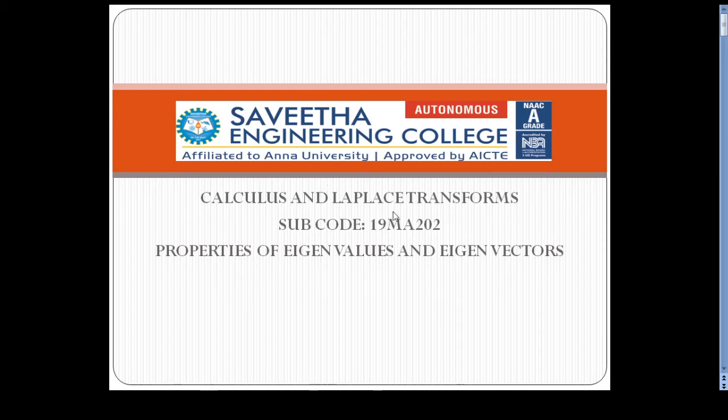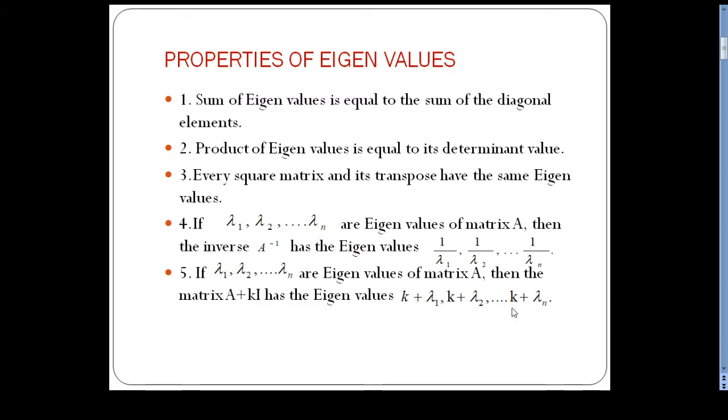Calculus and Laplace transforms. Subject code is 19MA202, and today we will learn properties of eigenvalues and eigenvectors. Now we will see some properties of eigenvalues. The first one: the sum of eigenvalues is equal to the sum of diagonal elements. Product of eigenvalues can be calculated by the determinant of A, where A is the given matrix.